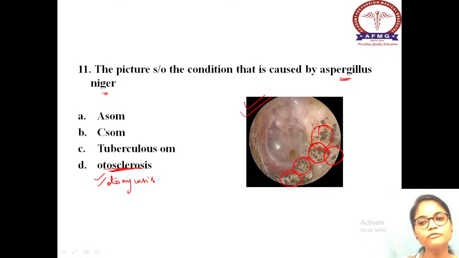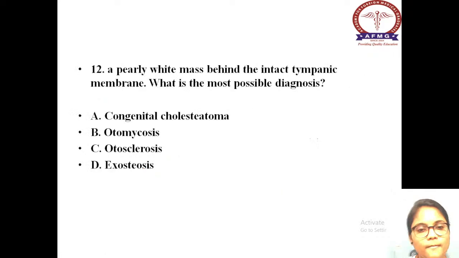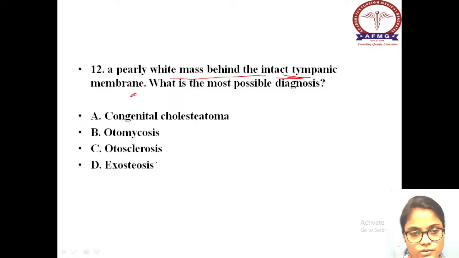Can you find any other unique feature over here that shows otomycosis? Yes, your total tympanic membrane will also look blackish. Yes. So the next question is also a direct question which we have discussed already. That is a pearly white mass behind the intact tympanic membrane. Option A, congenital cholesteatoma. Option B, otomycosis. Option C, otosclerosis and exostosis.